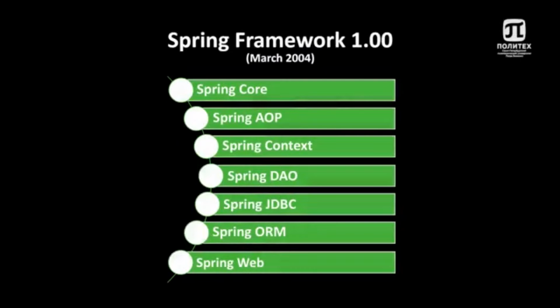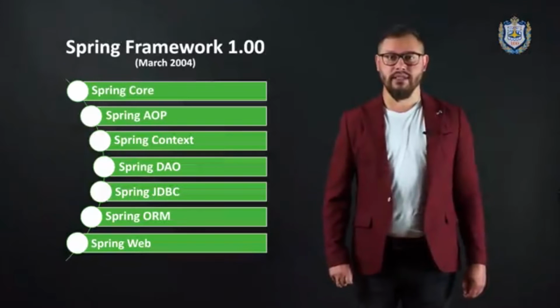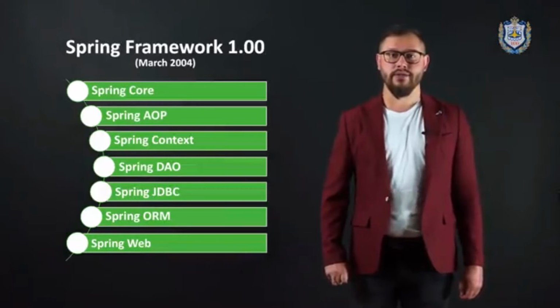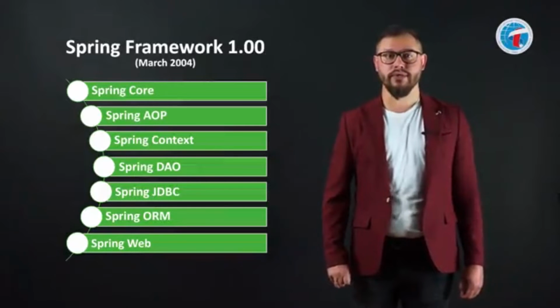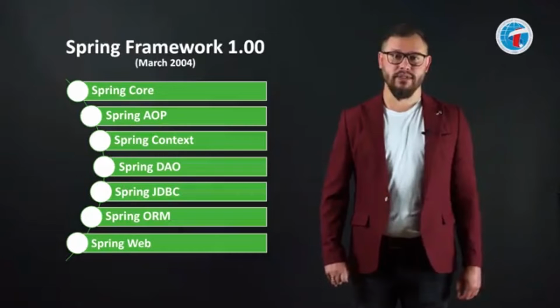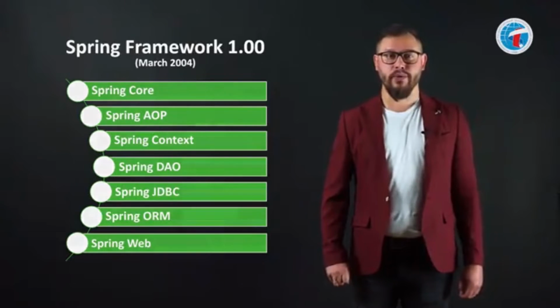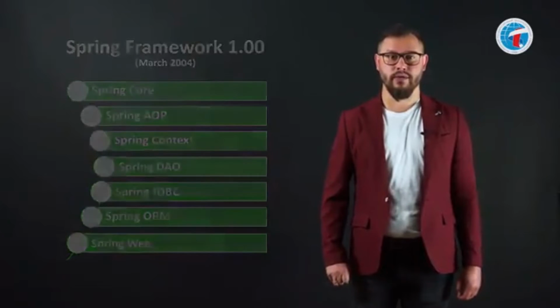Spring DAO. This is a generic DAO support that provides access to a generic data exception hierarchy with any data access strategy. Spring JDBC. This is a JDBC abstraction that shortens error and resource handling. Spring ORM. This is a Hibernate support with session factory management. Spring Web. This Web MVC framework integrates various view technologies.